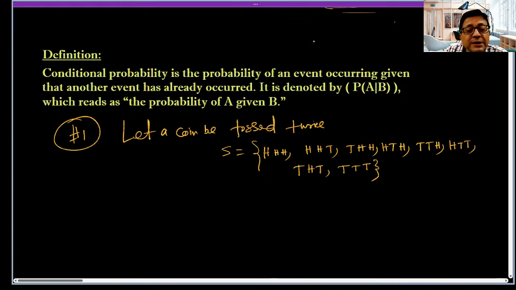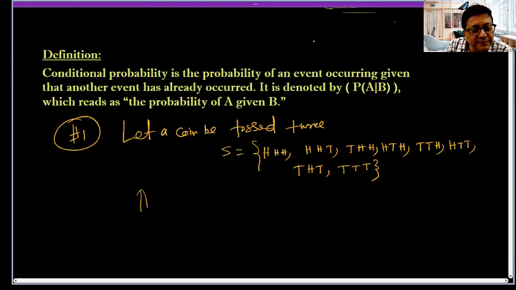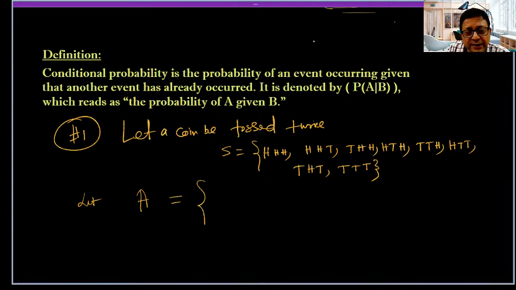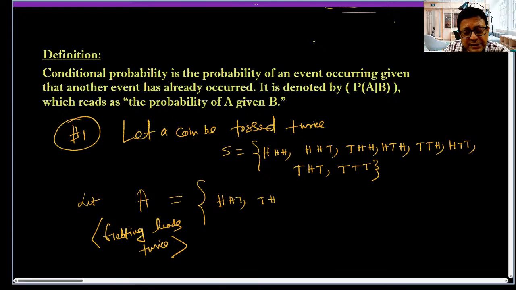Let us take A as an event. Let A equal this event, say getting heads twice. How will I write it? HHT, THH, then HTH. You know it very well.